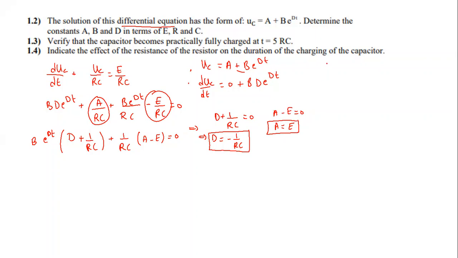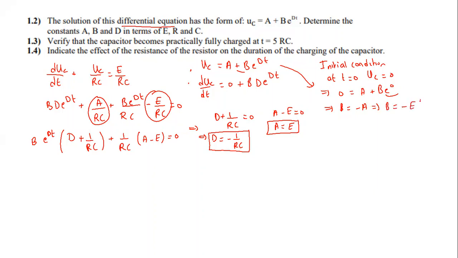So now we go to the initial condition, which means at t equals 0, the capacitor was uncharged. This means UC was equal to 0. By substitution, we get 0 equals A plus B e to the power 0. This is equal to 1, which means that B is equal to minus A, and A is equal to E. So B equals minus E. And here we go, we found the 3 unknowns. So the mathematical equation has the form UC equals E minus E e to the power minus t over RC.